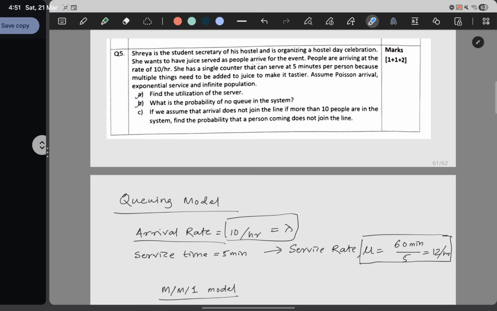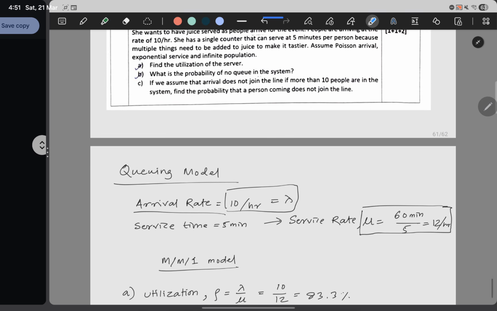If I have to calculate the service rate, which is mu, the per hour service rate will be 60 minutes divided by 5 minutes, because each person takes 5 minutes. So within 1 hour she can service 12 persons per hour. So I know the arrival rate is 10 persons, and the service rate is 12 persons.